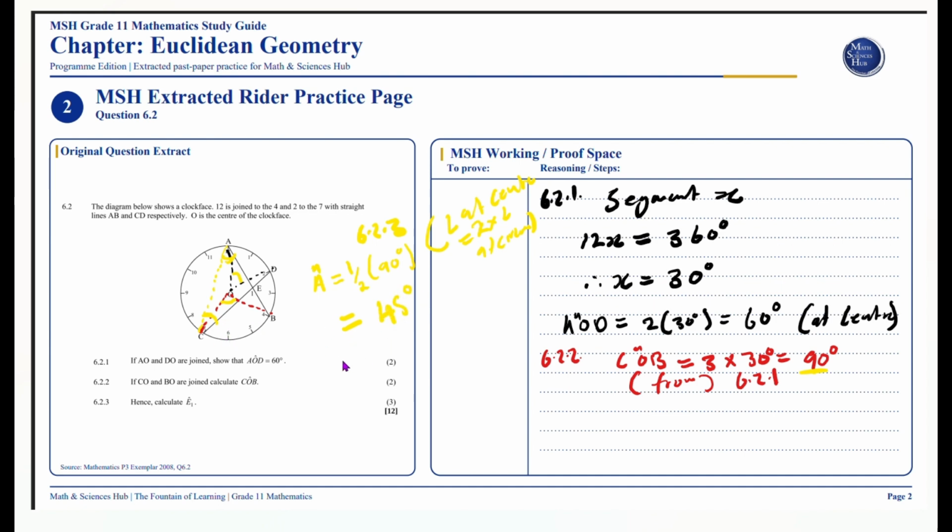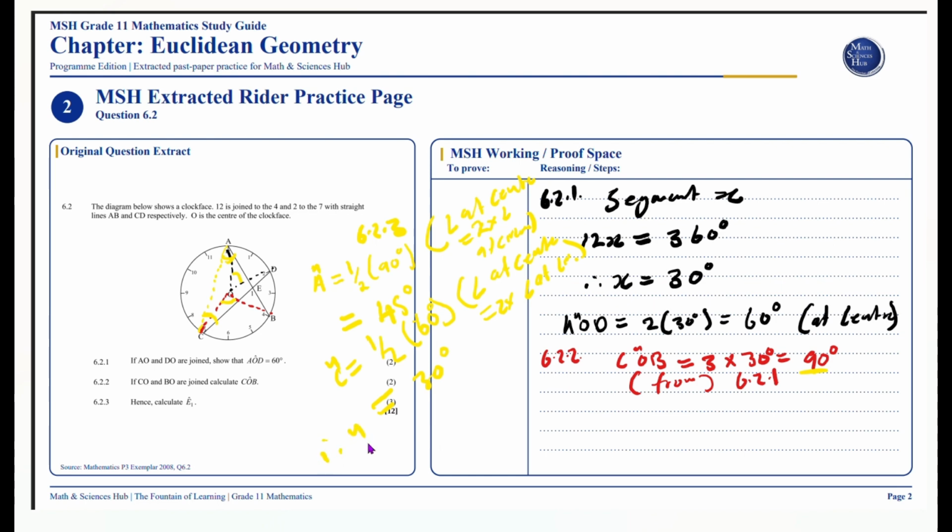And the same with this one, angle C. This angle here, angle ACE, is going to equal half of what? Of 60, sorry, that is 60, so it's half of 60 degrees, and that is the angle at center equals 2 times angle at circumference. And then that angle is going to equal 30 degrees.